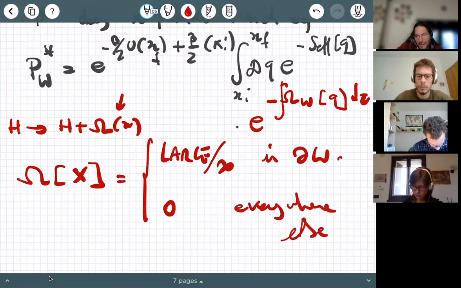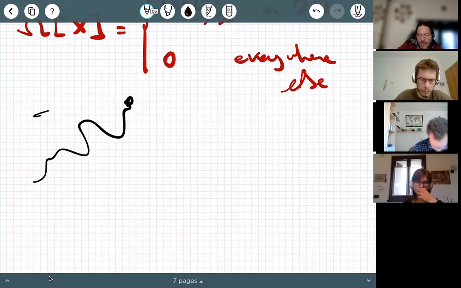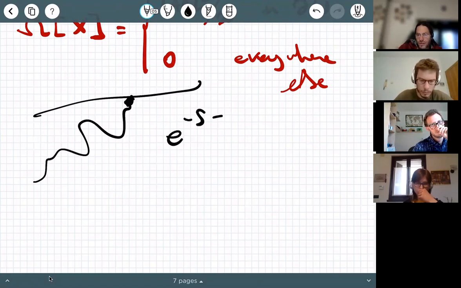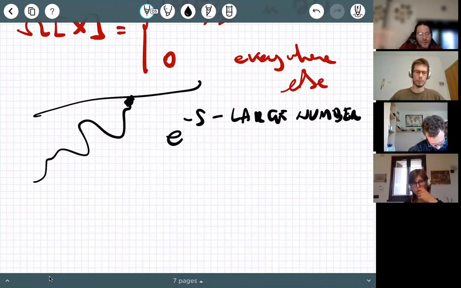Okay? Now, what happens to a statistical path that contributes to this sum that touches the fence? Then all of a sudden, the probability of this path will pick up, even for the shortest time, a large number, an arbitrarily large, infinite number. Now, if this number is such as to overcome everything else, because I chose it arbitrarily large, then the probability of this path will go to 0.